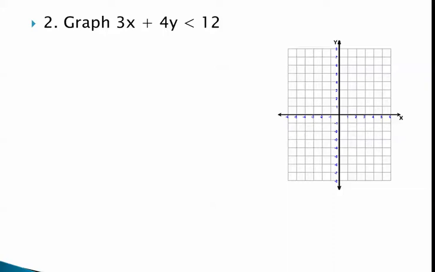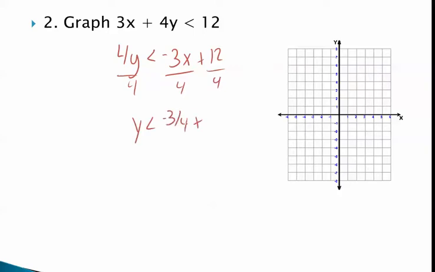Another way to graph inequalities, or to shade inequalities, is to put it into slope-intercept form. So we can bring over the 3x, divide by 4, and graph it using slope-intercept form. So I'll plot 3, I'll go down 3, right 4. I can go up 3, right 4. And again, because this is a less than sign, that means it could be a dashed line. I'll make a dashed line right here.